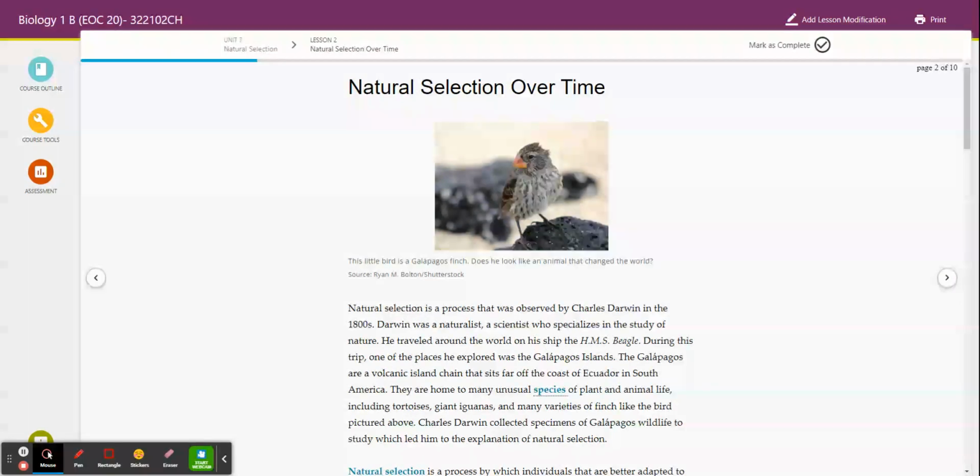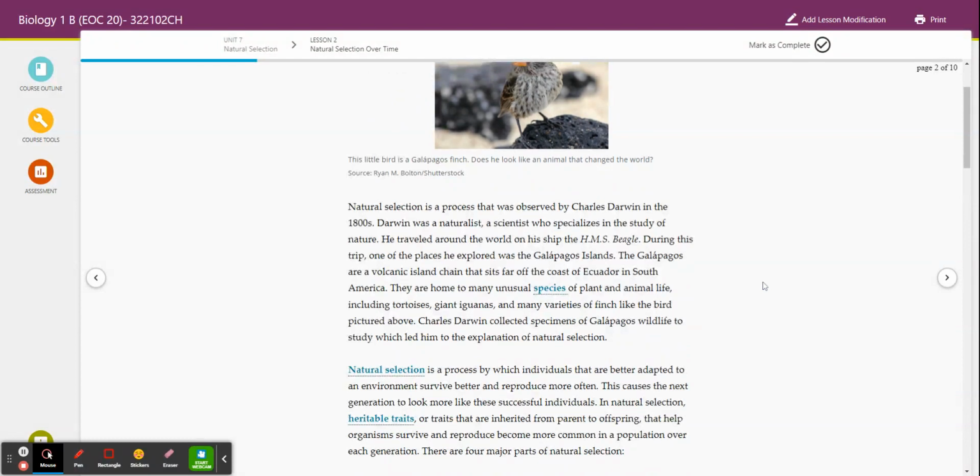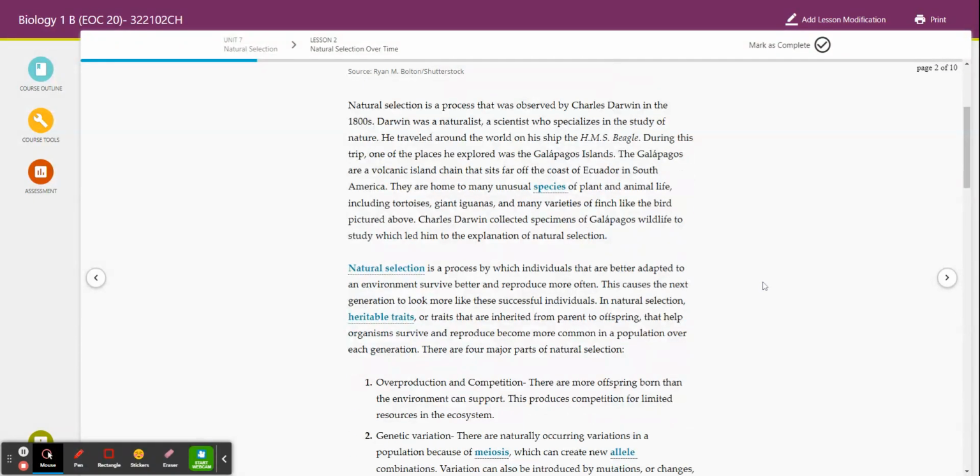Natural selection over time. This little bird is a Galapagos finch. Does he look like an animal that changed the world? Natural selection is a process that was observed by Charles Darwin in the 1800s. Darwin was a naturalist, a scientist who specializes in the study of nature. He traveled around the world on his ship, the HMS Beagle. During this trip, one of the places he explored was the Galapagos Islands.